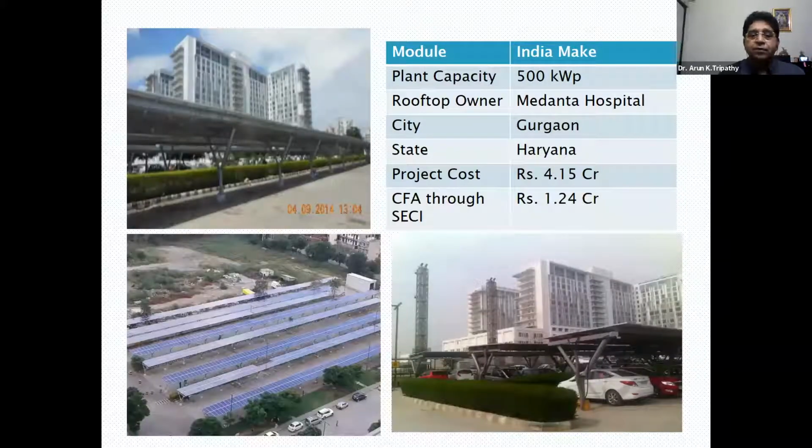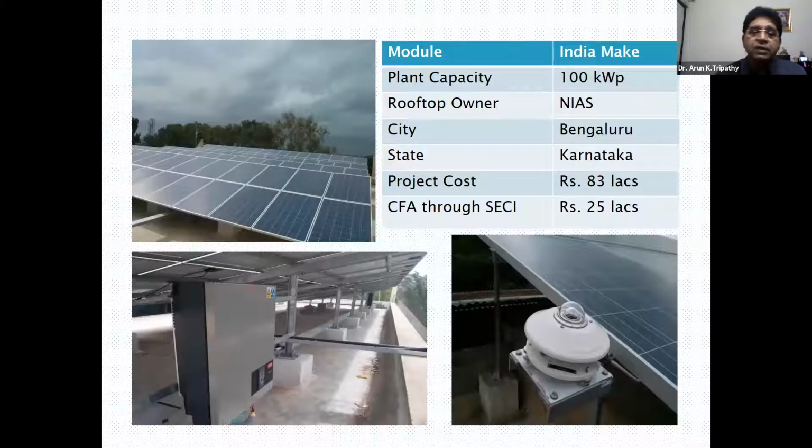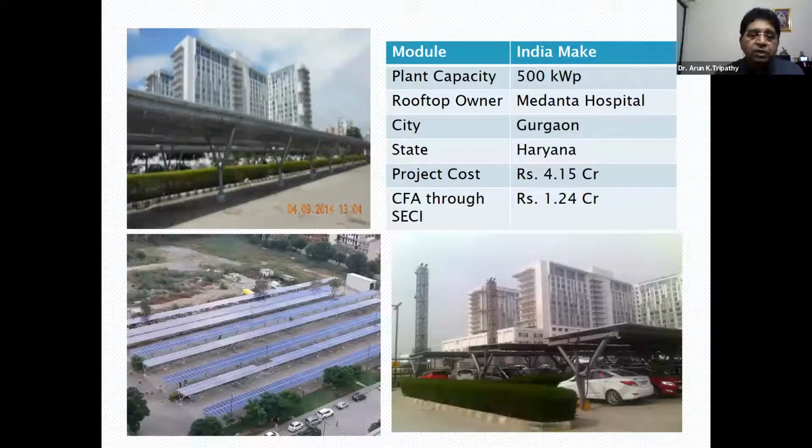Next, this is Medanta hospital. In the previous slide you can see this is the solar parking. If you spend some money in making the parking, you make it with solar, so you generate power, and the cost, I tell you, is less than our own concrete parking. A 500 kilowatt plant has been set up in Medanta hospital, and you can utilize it commercially. Next, please.